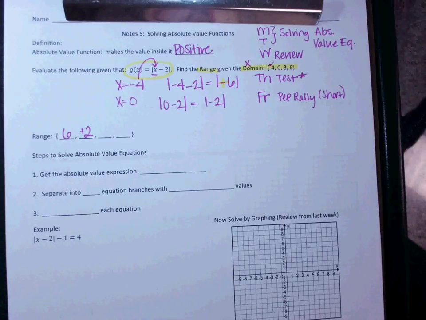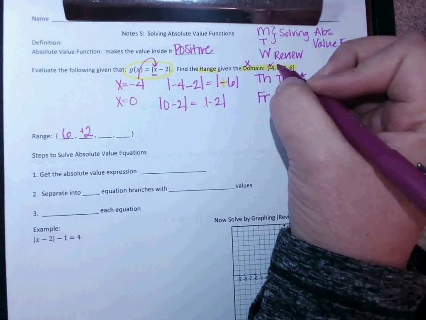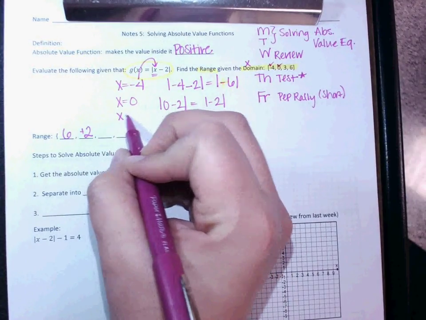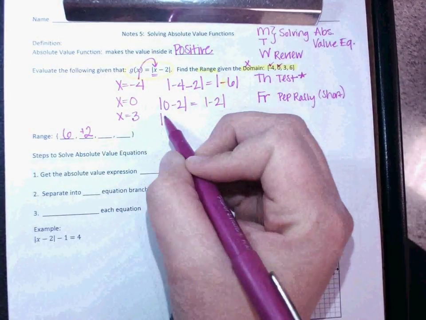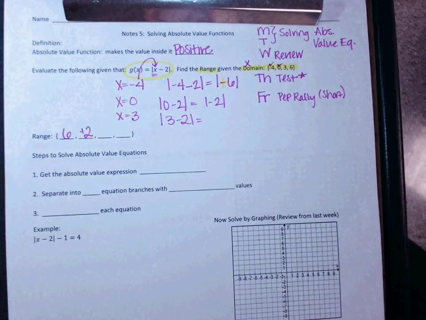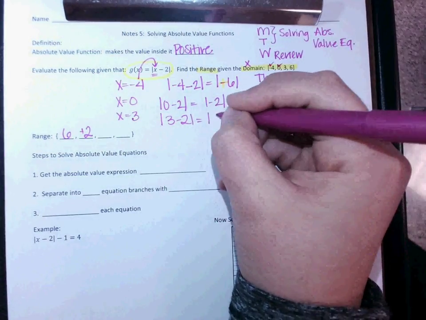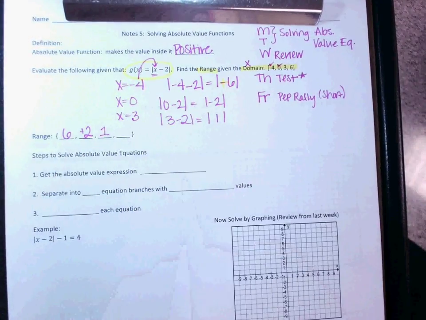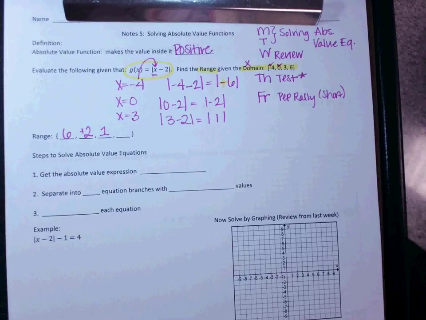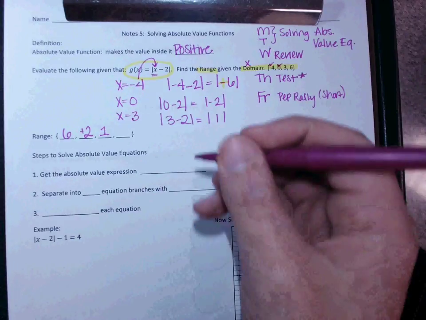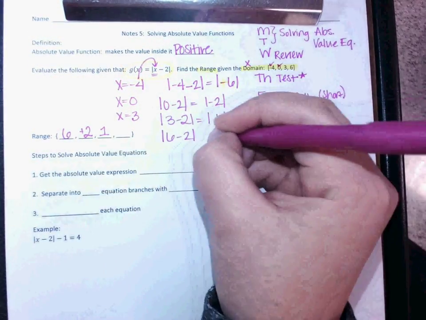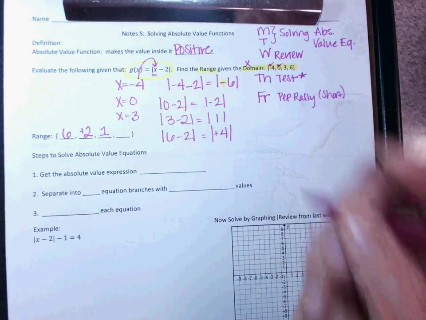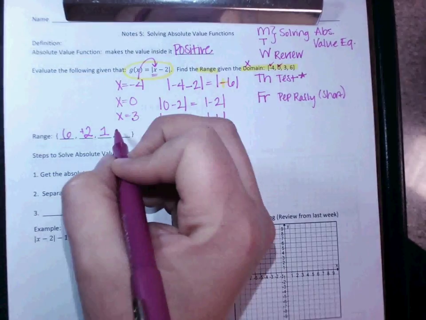Okay, next one. We are doing what number next after 0? 3. X equals 3. Well, then I would have 3 minus 2 in the bars. What's 3 minus 2? Absolute value of 1. And what's the absolute value of 1? Still 1. Very good. Notice it does not switch to a negative. Okay, last number that we're plugging in is number 6. What is 6 minus 2? 4. And then if it's in absolute value bars, it is still positive.